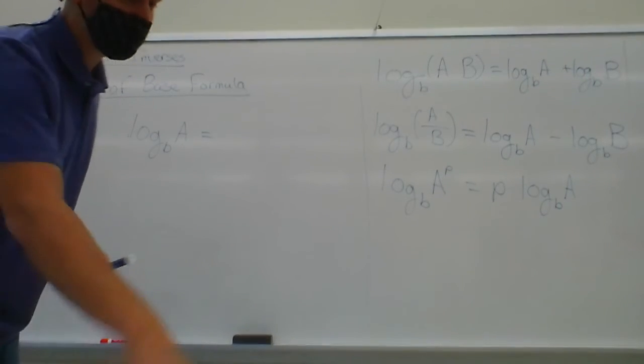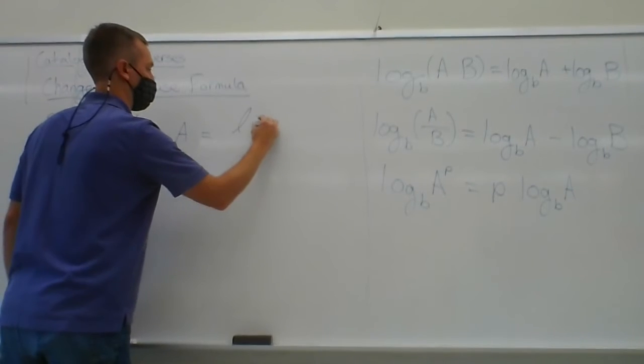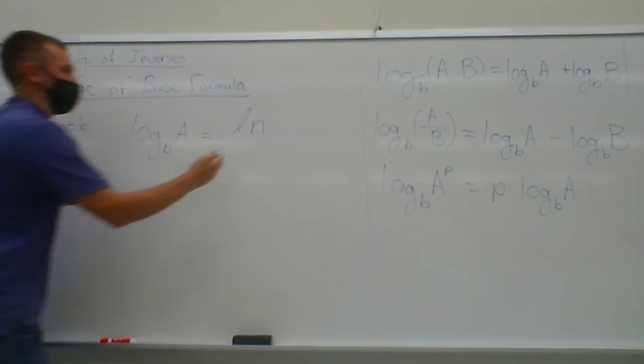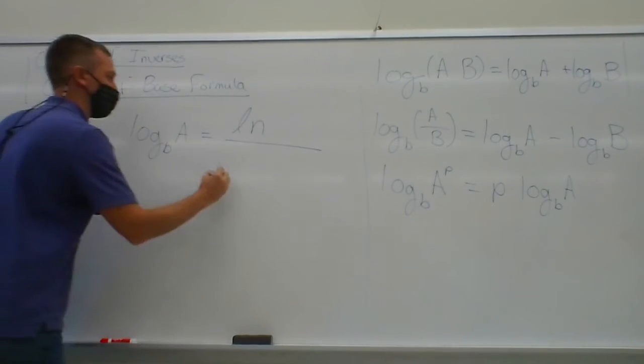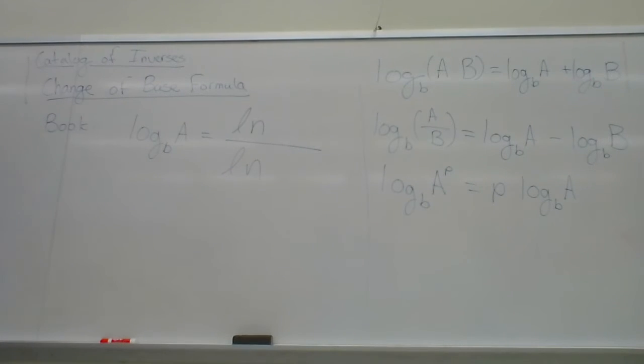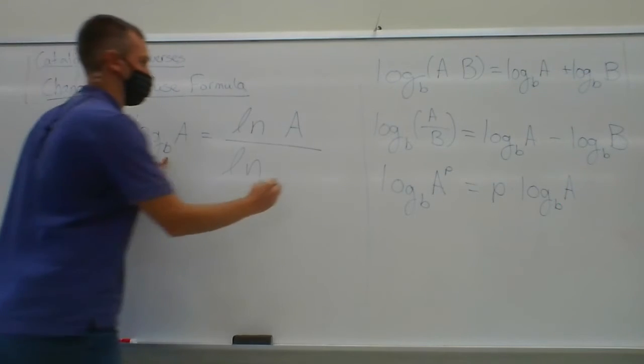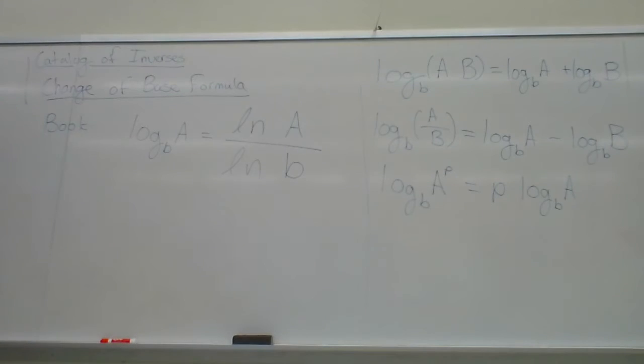Your book says, here you go, you can throw it into the natural log by performing this quotient. So you take the natural log of the input to your original log, and you divide it by the natural log of your old base. And this will allow you to translate between a base B into natural logs, or from natural logs back into a different base of your choosing. Sometimes this is also useful in solving, but there's a more general statement of it.